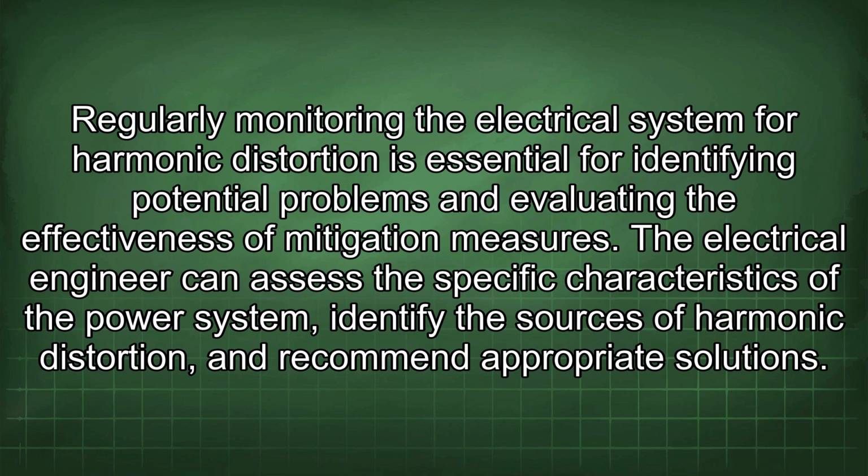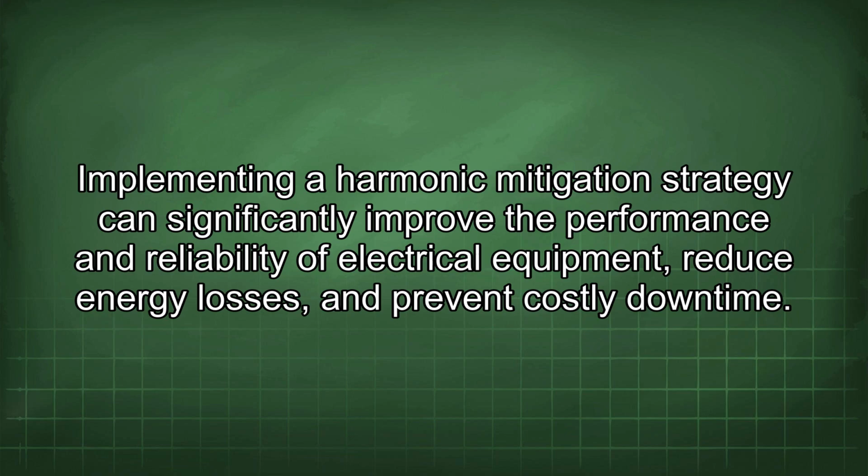Regularly monitoring the electrical system for harmonic distortion is essential for identifying potential problems and evaluating the effectiveness of mitigation measures. The electrical engineer can assess the specific characteristics of the power system, identify the sources of harmonic distortion, and recommend appropriate solutions. Implementing a harmonic mitigation strategy can significantly improve the performance and reliability of electrical equipment, reduce energy losses, and prevent costly downtime.